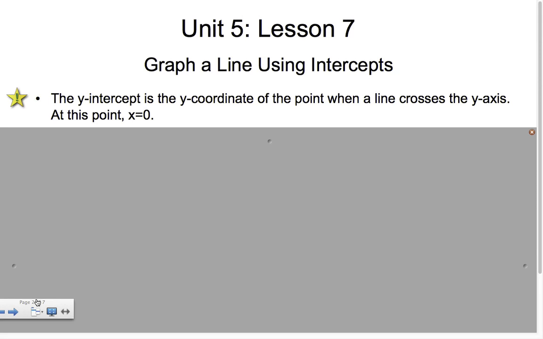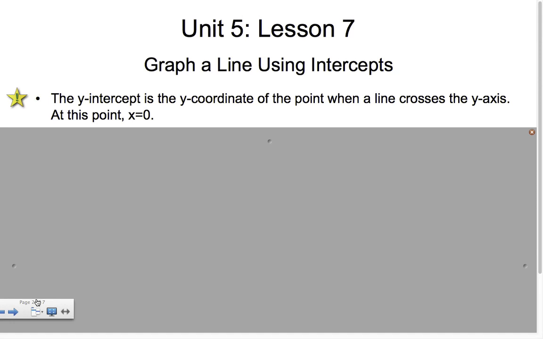What other axis is it going to cross? What other point on the grid is going to cross what other axis? There's only one other axis. Yeah, it's always going to cross the x-axis as well. Okay? What's special about it when it's crossing the x-axis? What do we know? What's special about that point?